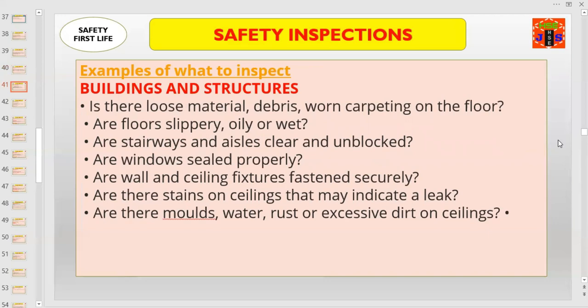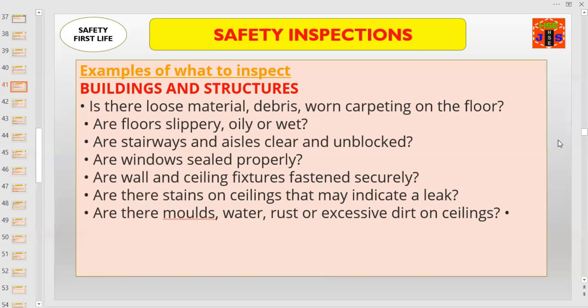Let us discuss few examples of what to inspect. We'll start with buildings and structures. Point number one, is there loose material, debris or worn carpeting on the floor? Number two, are floors slippery, oily or wet? Number three, are stairways and aisles clear and unblocked? Number four, are windows sealed properly? Number five, are wall and ceiling fixtures fastened securely? Number six, are there stains on ceilings that may indicate a leak? Number seven, are there molds, water, rust, or excessive dirt on ceilings?